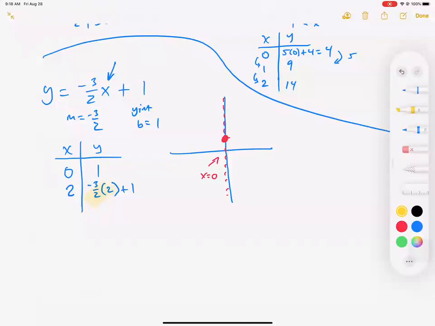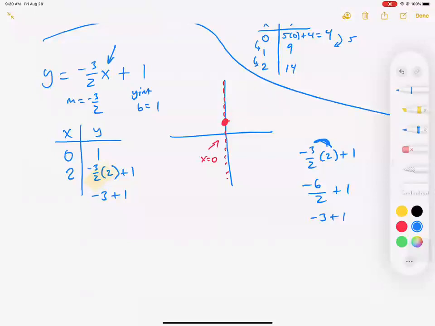The 2's divide out, and we're left with a nice negative 3 plus 1. If you want to see this a different way, I'll write it on the side. Negative 3 over 2 times 2 plus 1. You can multiply the 3 and the 2 first, which becomes negative 6 over 2 plus 1, and this still divides out to become negative 3 plus 1. So whether you want to multiply first or divide, I always recommend dividing if you can. Simplify that fraction. So we're left with negative 3 plus 1, which is negative 2.